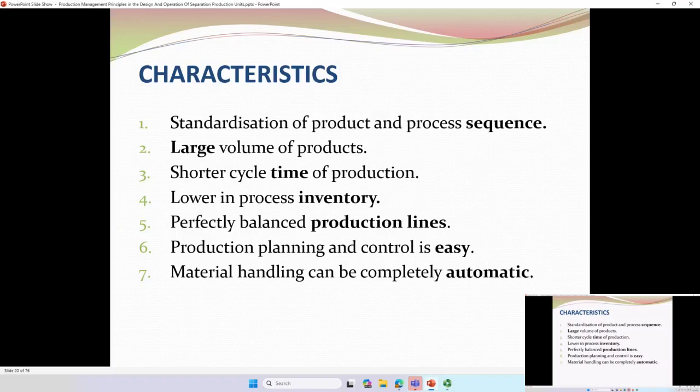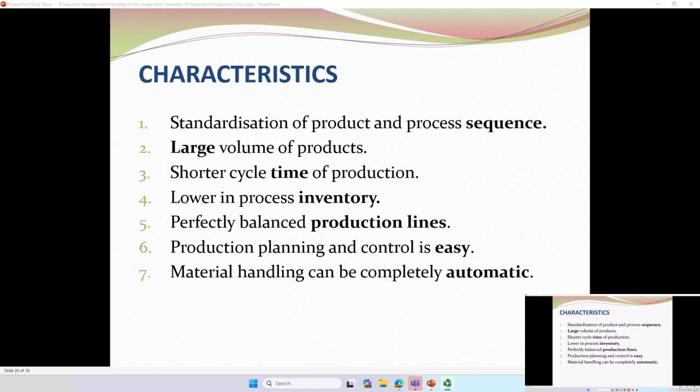So what are the characteristics? Standardization of product and process sequence, large volume of product, shorter cycle time of production. See, this is the reason why we have mass production of all this. All this, I bought this one from them, £1. No, not my phone, my phone is standard. It's true now. If you want to buy this one, I bought it for £1.8. But I'm talking of this case now. I think around £2. And there are more of that in the market because of shorter time of production. They can pull, what's the name?